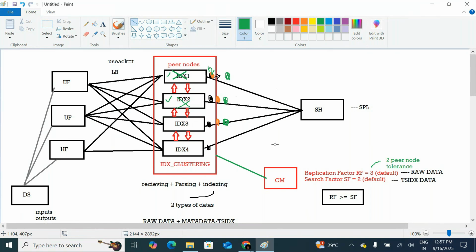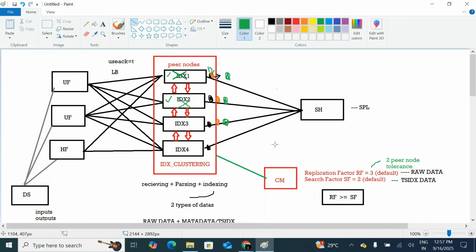So based on that, replication factor means how many identical copies of raw data need to be maintained on the entire cluster. Search factor means how many searchable copies of raw data, searchable copies of TSIDX files, need to be maintained on the entire cluster. Got my point? Based on the replication factor 3, you will get 2 peer node tolerance. If you want more peer node tolerance, you need to increase the replication factor. Like that, you can maintain high availability of data even though any indexer fails. Understand, sir? Any question?